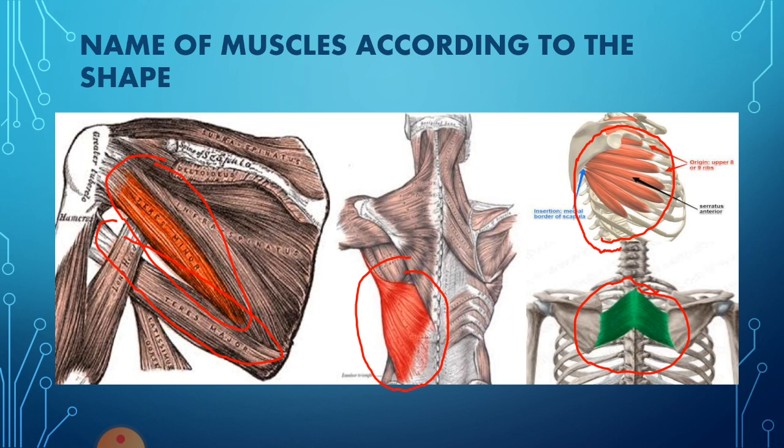The next muscle that is highlighted with green is the rhomboid muscle, and you can see its shape. Its shape is more like a diamond or rhomboid. That's why we call it rhomboid major muscle. The next that we have already discussed is the serratus anterior muscle, and we have previously discussed its function as well, and you can see its appearance. Its appearance is saw-like.